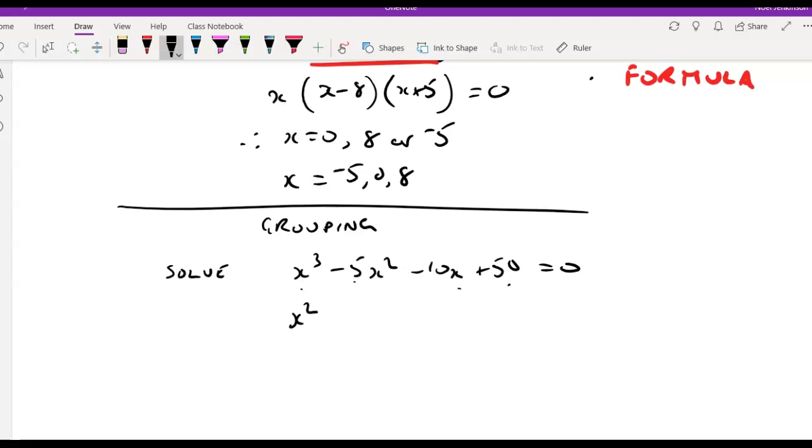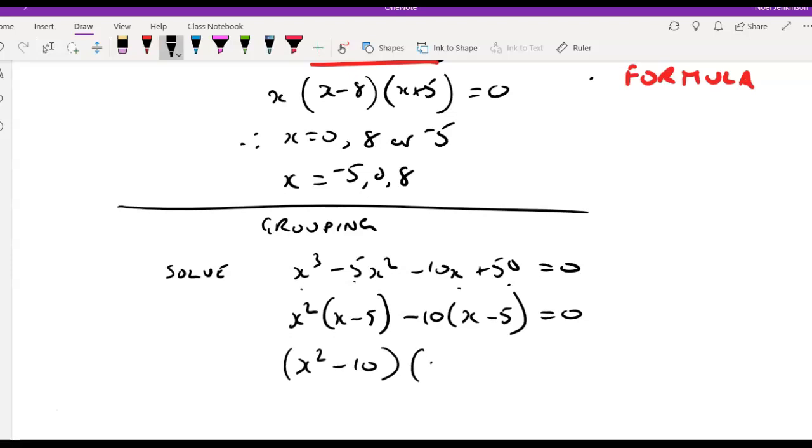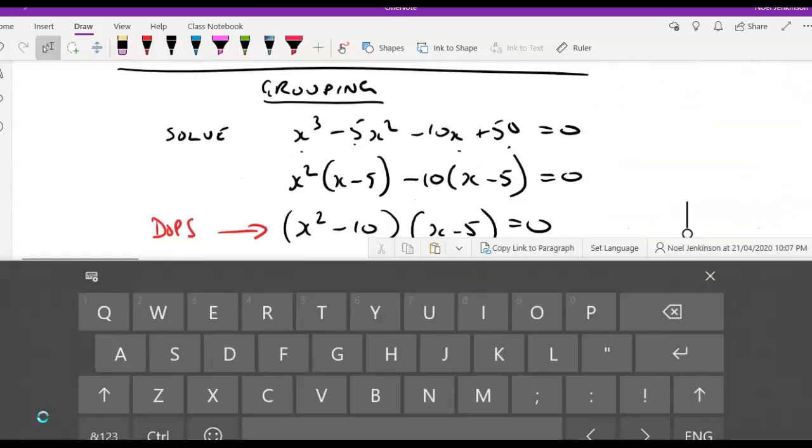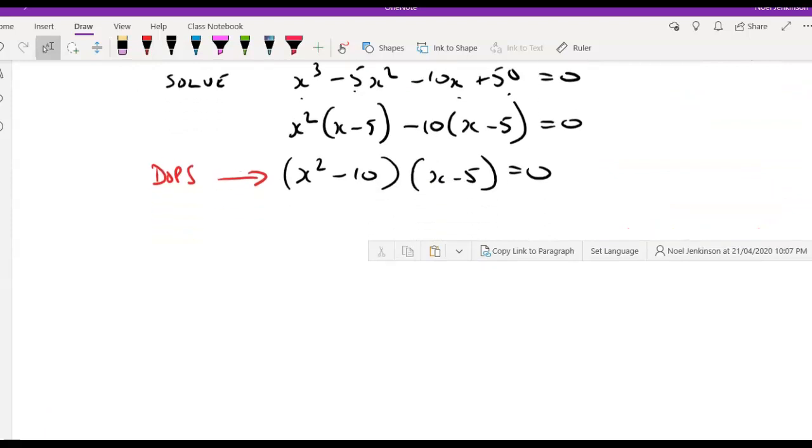So if I took out this x squared here, I'd be left with x minus 5. And if I took out the negative 10 here, I'd also be left with x minus 5. I'll just check that. Minus 10 times minus 5 is plus 50. Yep, I am. And now I've got x squared minus 10 and x minus 5 equals 0. This is another good example to do, this grouping example, because now we've got a technique of DOPS. So we're working through, or at least mentioning, all the different techniques we've done in the past.